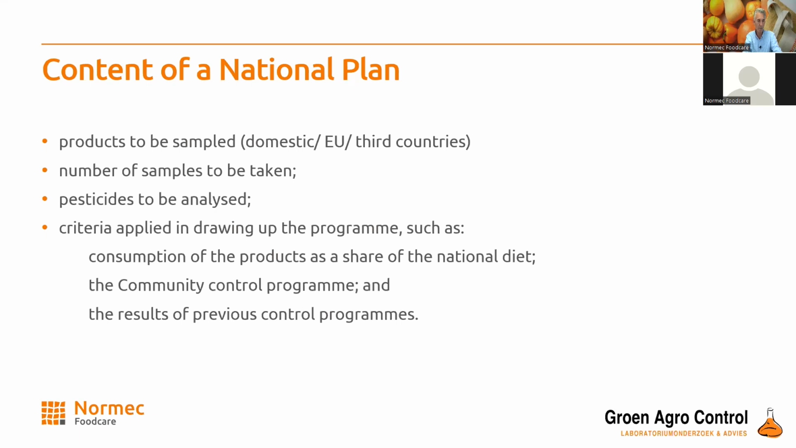The content of a national plan is what we also do by the national authorities here. Products to be sampled are domestic, but also from the European Union and from other countries outside of Europe. They have to make a decision on the number of samples to be taken, which pesticides to be analyzed, and criteria applied in drawing up the program, such as consumption of the products as a share of the national diet, or the community control program and the results of previous control programs. If some recalls happen, then you can change the programs and make sure that you have a good indication of what the risks in the chain are.